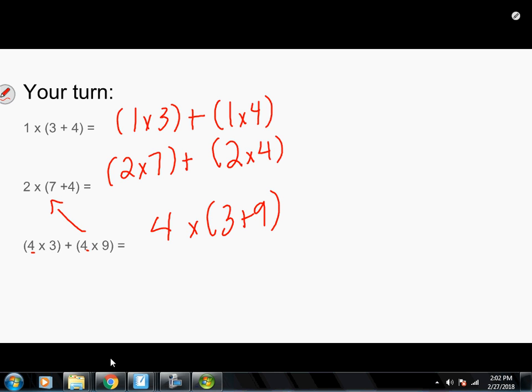I would get the same answer on both sides of the equation sign. 3 plus 4 is 7. 1 times 7 equals 7. 1 times 3 is 3, plus 1 times 4, that equals 7. 7 plus 4 is 11. 2 times 11 is 22. 2 times 7 is 14, plus 8 equals 22. Okay, so we're going to talk a little bit more about this today, and then we're going to be ready to answer some questions.